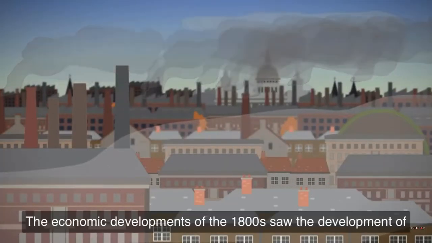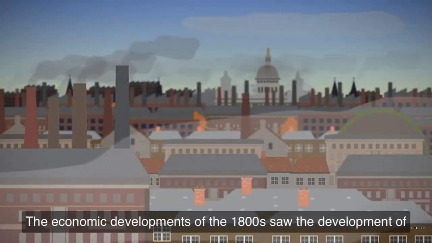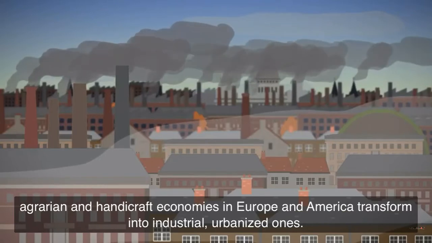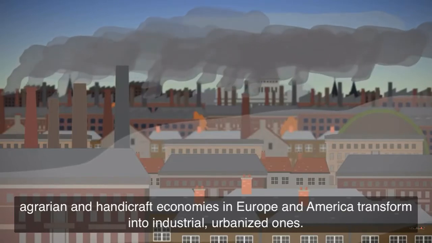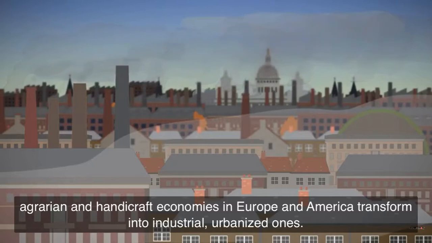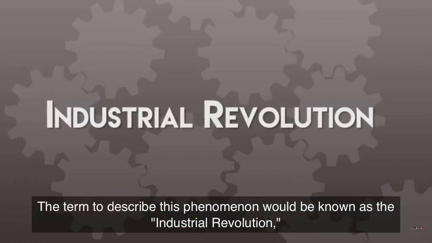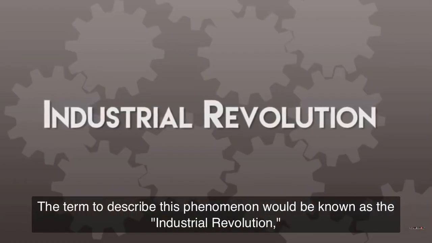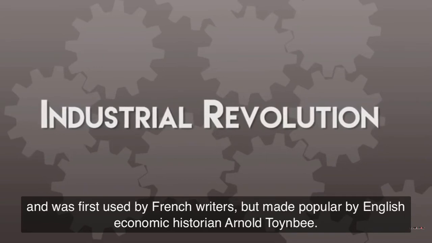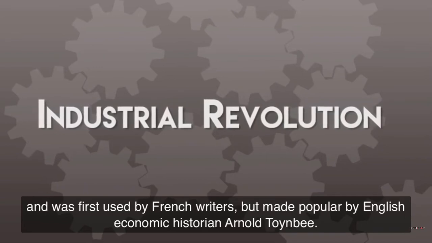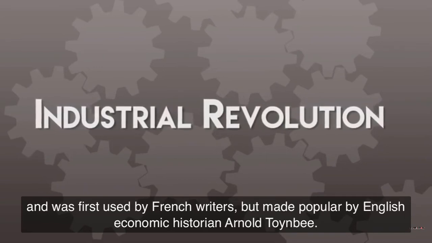The economic developments of the 1800s saw the agrarian and handicraft economies in Europe and America transform into industrial urbanized ones. The term to describe this phenomenon would be known as the Industrial Revolution, and was first used by French writers but made popular by English economic historian Arnold Toynbee.